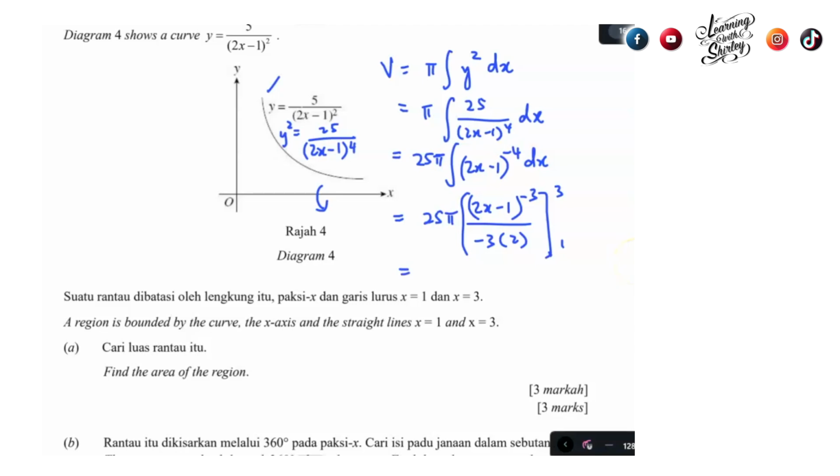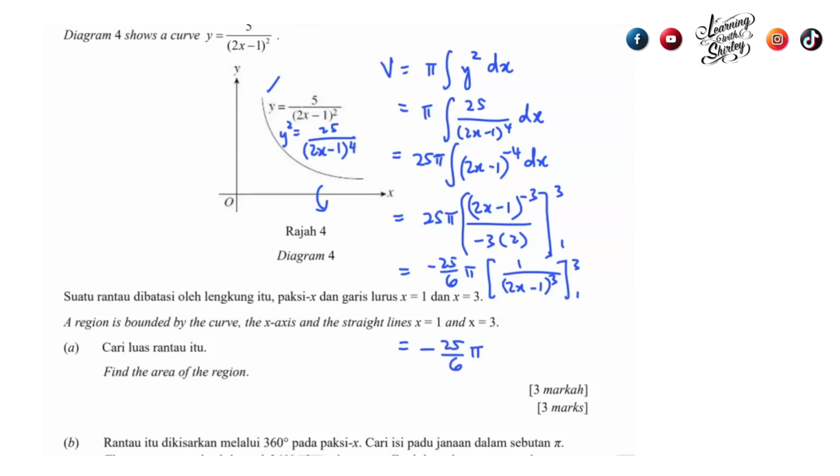So we change this -6 and bring it out, so it becomes -25 over 6 pi. Inside the bracket will be 1 over 2x minus 1 whole thing cubed, from 1 to 3. So here will be -25 over 6 pi. We substitute the 3 inside, so it becomes 1 over 2 times 3 minus 1, power 3. And then minus, substitute 1 inside, 1 over 2 times 1 minus 1, power 3.